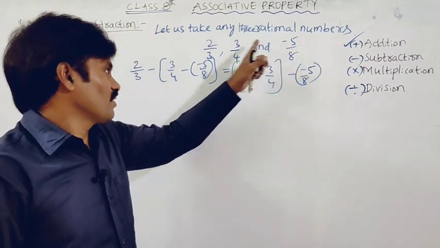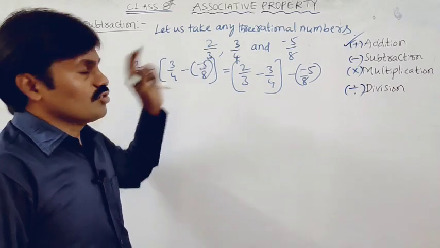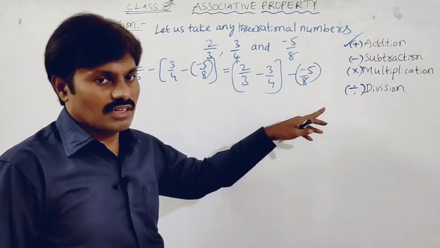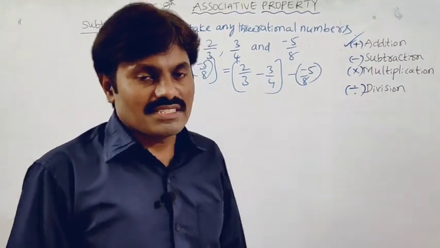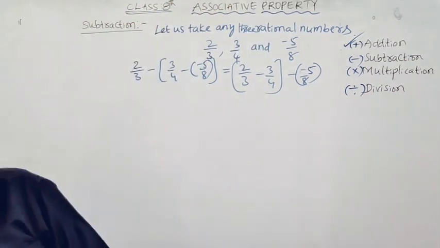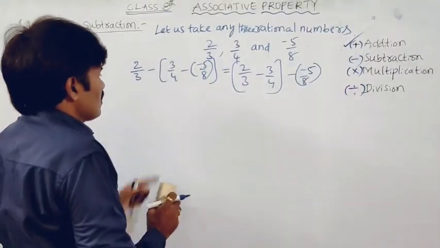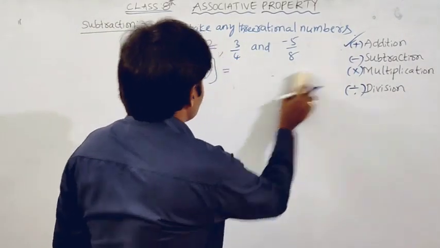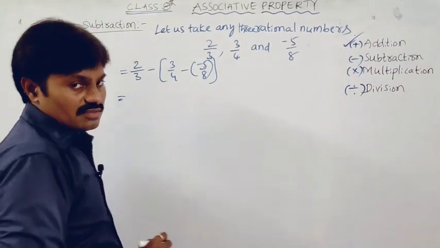First, what I am doing: second and third, I am subtracting the third one from the second one. Then the difference I am subtracting from 2 by 3. Okay, that is one case, and the second one is this one. Whether these two numerical expressions are equal or not, I am going to check. In that, the first one is the left hand side: 2 by 3 minus of 3 by 4 minus of minus 5 by 8. So I am doing the simplification.